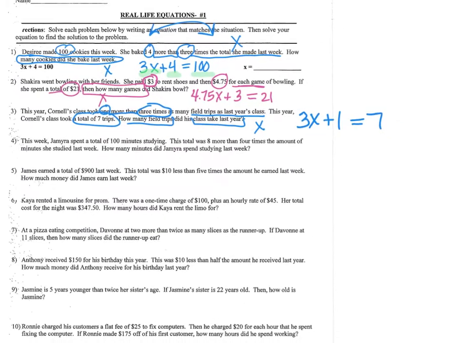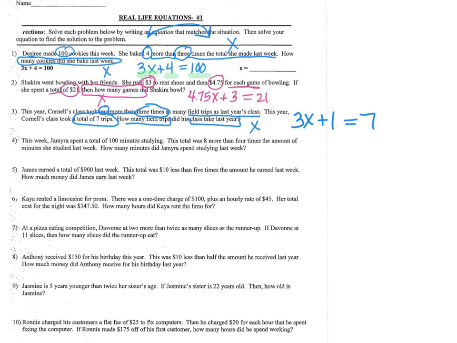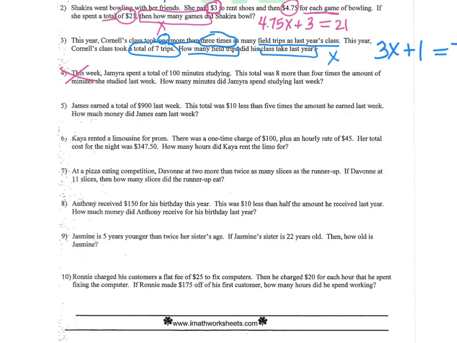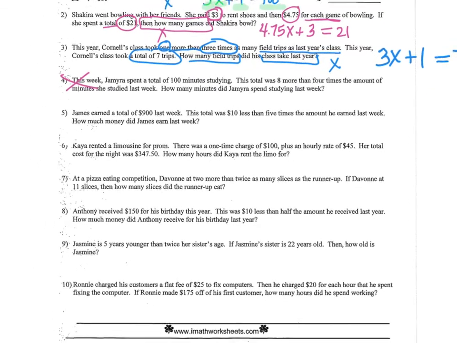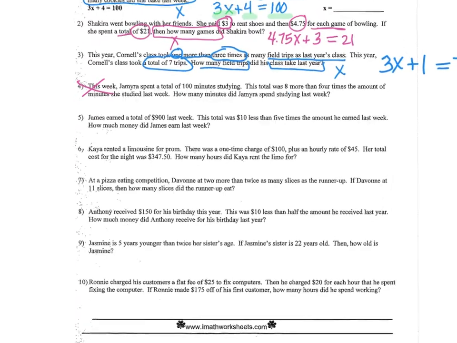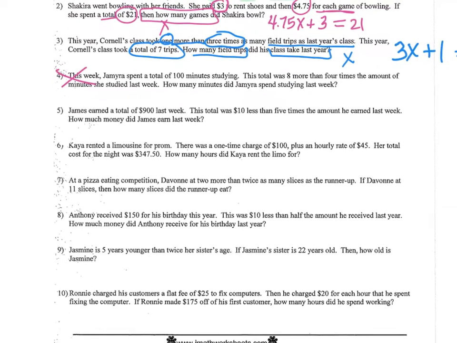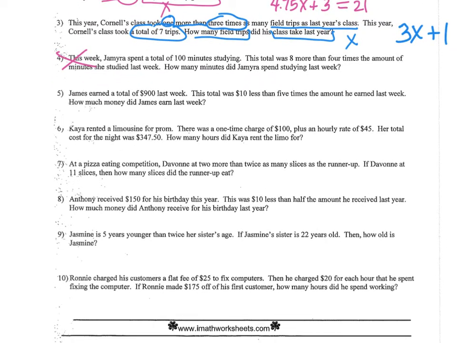Okay? So we're taking those words and we're turning it into a number equation that you could solve. So we're going to take 1 more than 3 times the amount of field trips that they took last year. Oh, I know what it was. Okay. I'm doing number 4. We're going to skip number 4 because number 3 is kind of similar. So let's look at number 5 because it's kind of different. So on number 5, James earned a total of $900 last week.